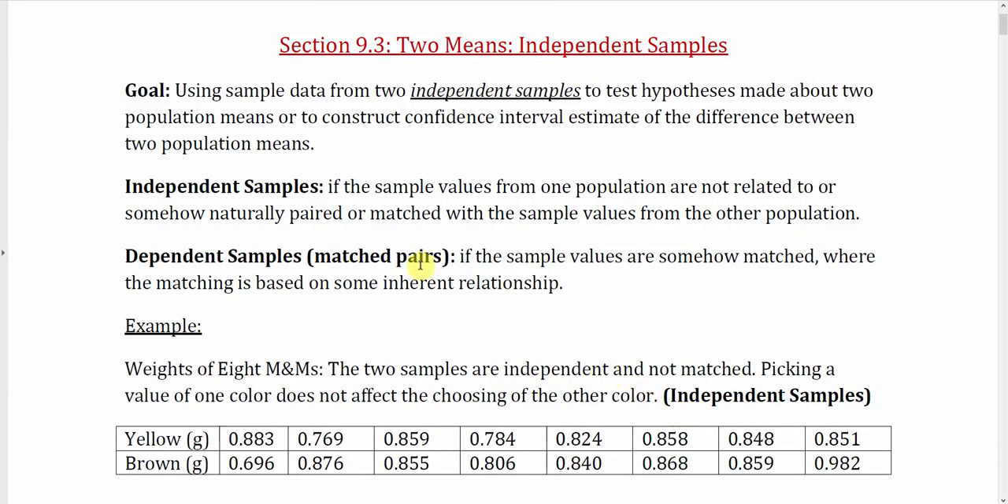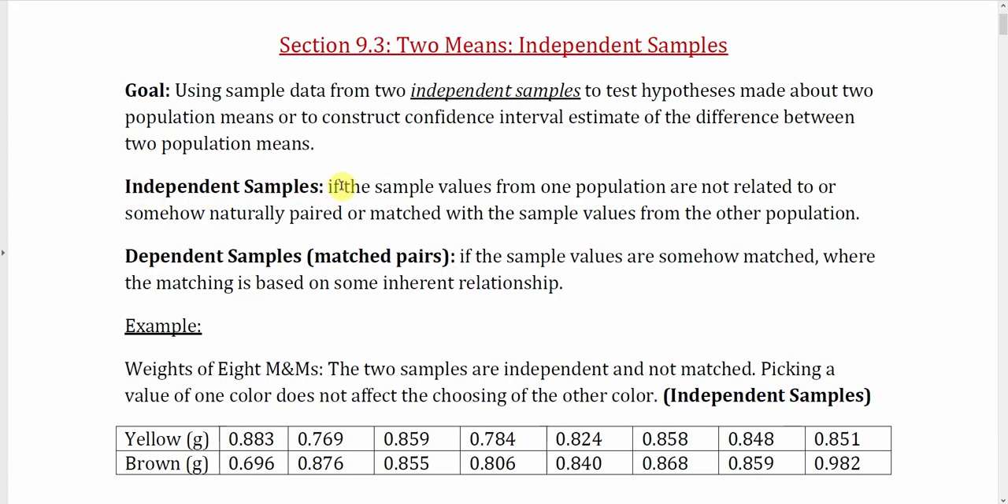Hi, in this video we'll learn how to test the hypothesis made about the two population means, or to construct a confidence interval estimate of the difference between the two population means. For this section we only focus on independent samples, and for the next section we'll focus on dependent samples.